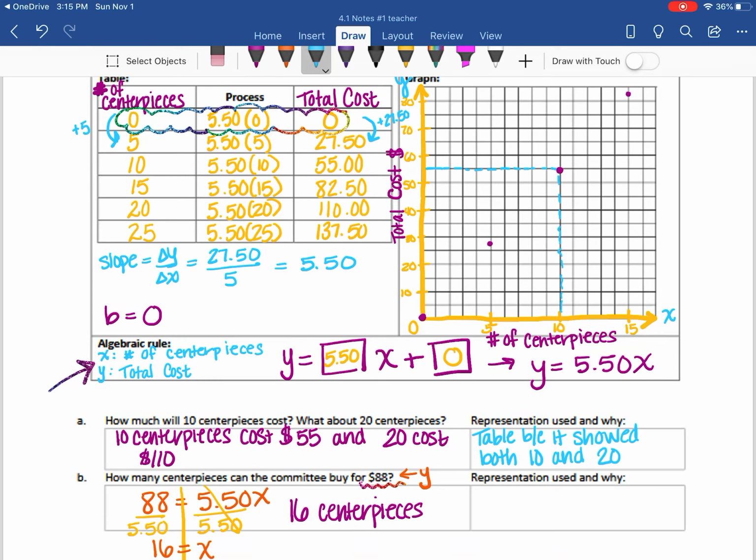Okay, and then what did we use? We used the rule. And we used the rule because $88 was not in the table or the graph.